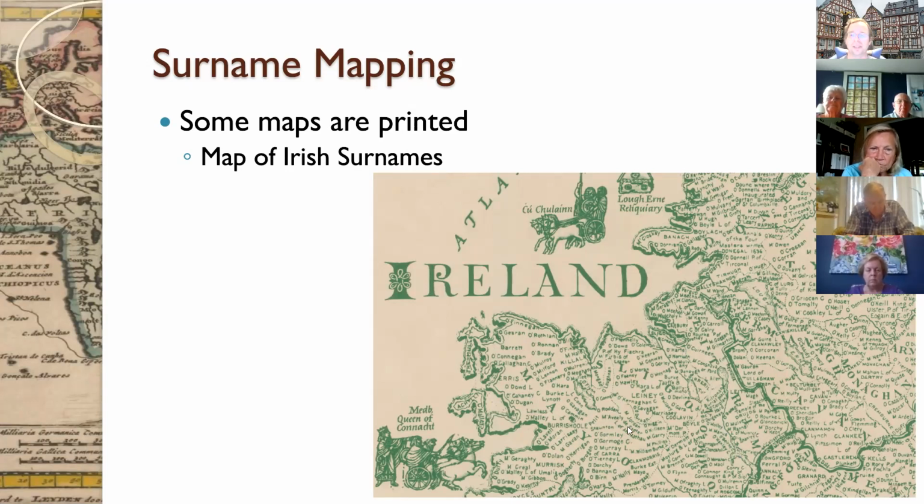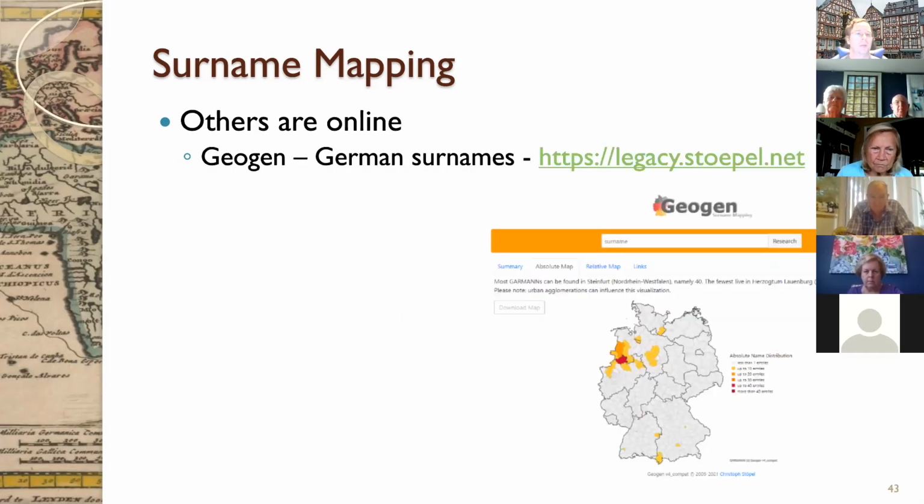And these aren't very exact. These are just lists of names that come from that region. But that's what they used to have, and they still do for many countries. But now a lot of these surname mapping tools are going online.